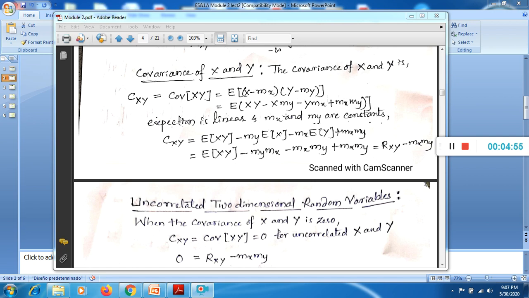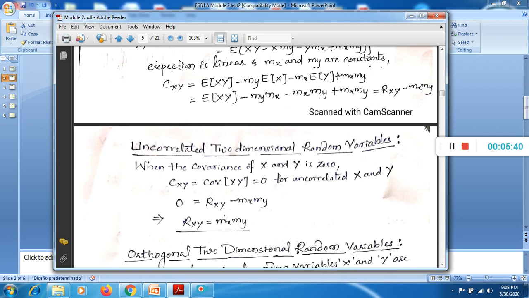Similarly, this is m_X times Y, but m_X is a constant, so we can take it outside and get m_X E[Y]. And m_X times m_Y are both constants. When we simplify, E[X] is nothing but m_X, and similarly E[Y] is m_Y. So we can cancel out one of them, and C_XY is nothing but the expectation of XY, that is the correlation R_XY, minus m_X m_Y.